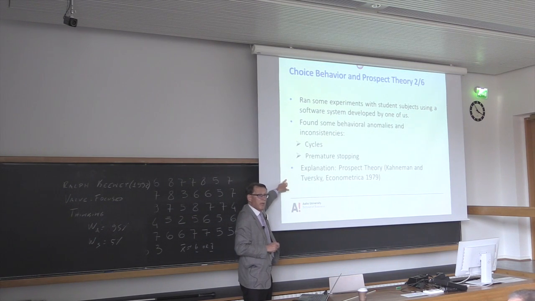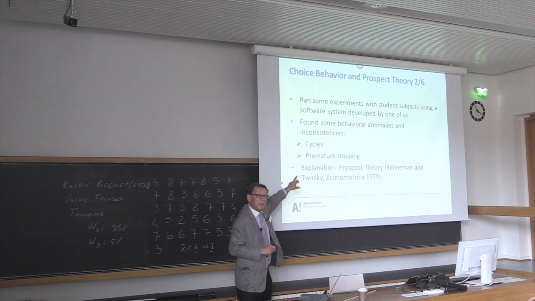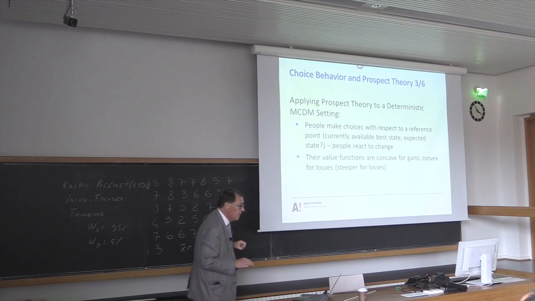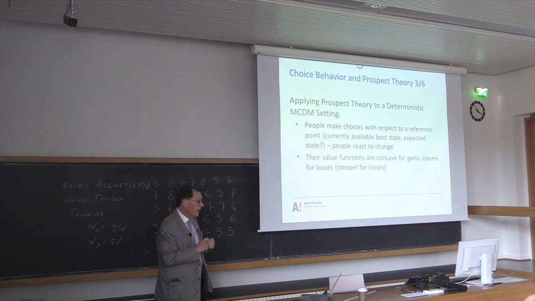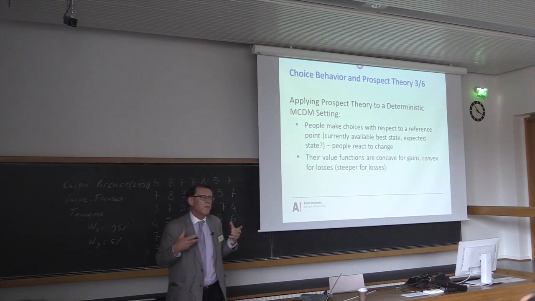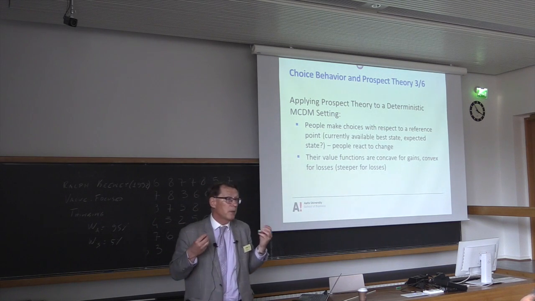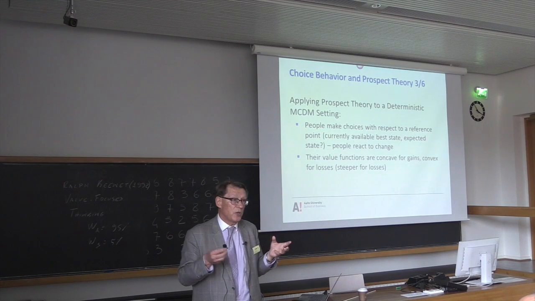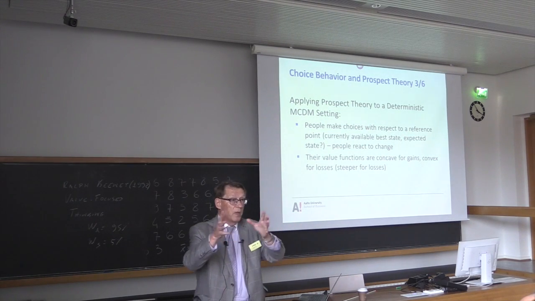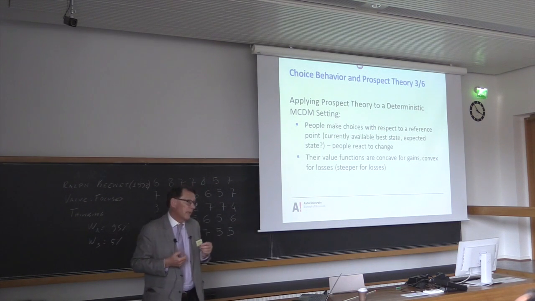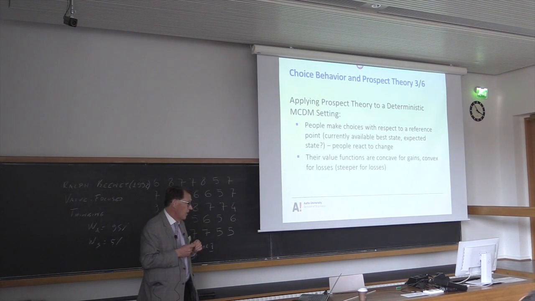Quite a few of you. Okay. Yeah, I like prospect theory. I think it's an interesting theory, because in our 1990 paper, we apply prospect theory to a deterministic MCDM setting. Of course, the original version that Tversky and Kahneman wrote in 1979 was for stochastic choices. But we just took half of it and applied it to a deterministic multicriteria choice situation.